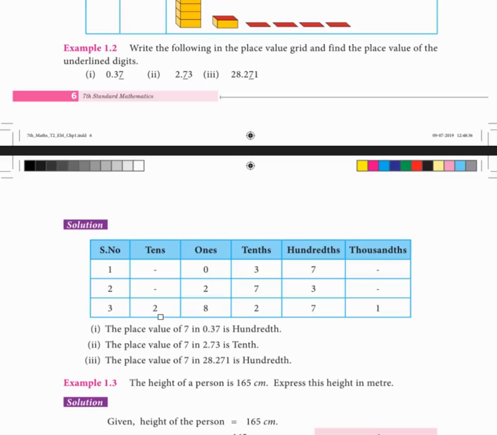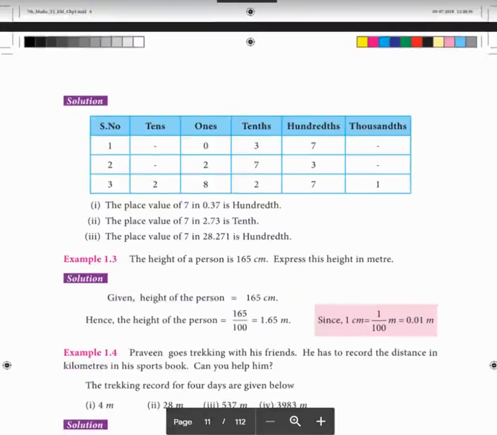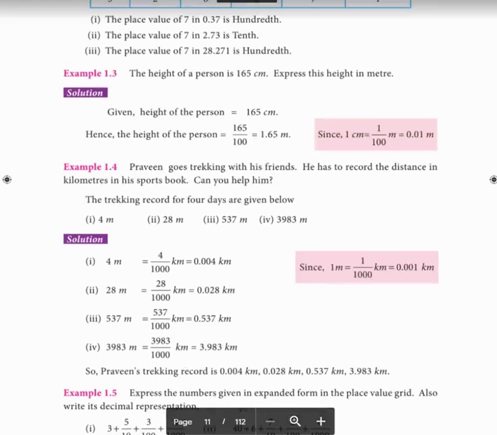28, tenths place 2, once again 8. 28.271: tenths place 2, hundredths place 7, thousandths place 1. That's all the place value. Great. We just have to draw a tabular column and then write these numbers. Right, children? Right. Next example you see.